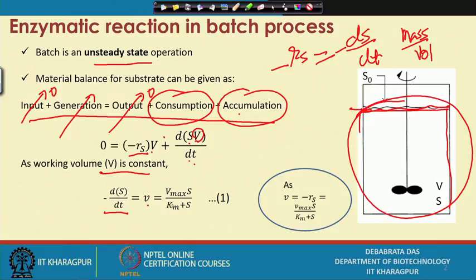V equal to minus RS, and then this is as per Michaelis-Menten equation, this will be equal to V max S by Km plus S. Now, here we have shown V equal to minus RS, V max S by Km plus S. So, this is very simple that we can make a balance equation across the batch reactor.